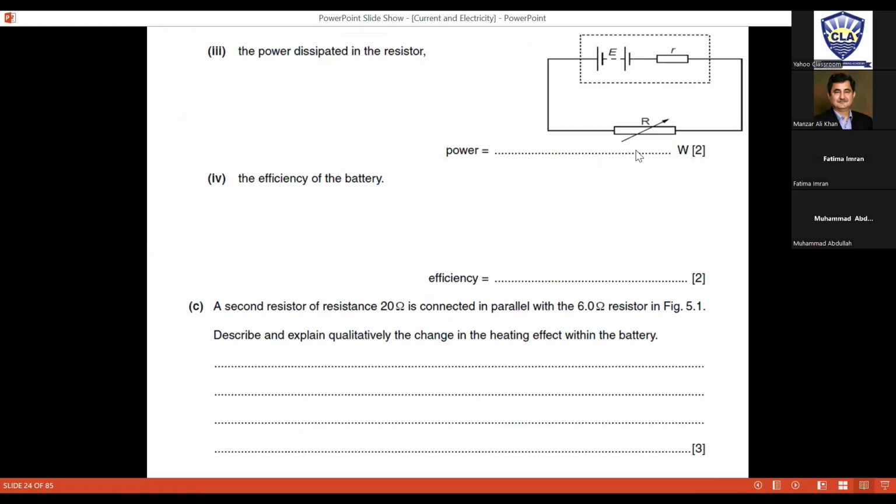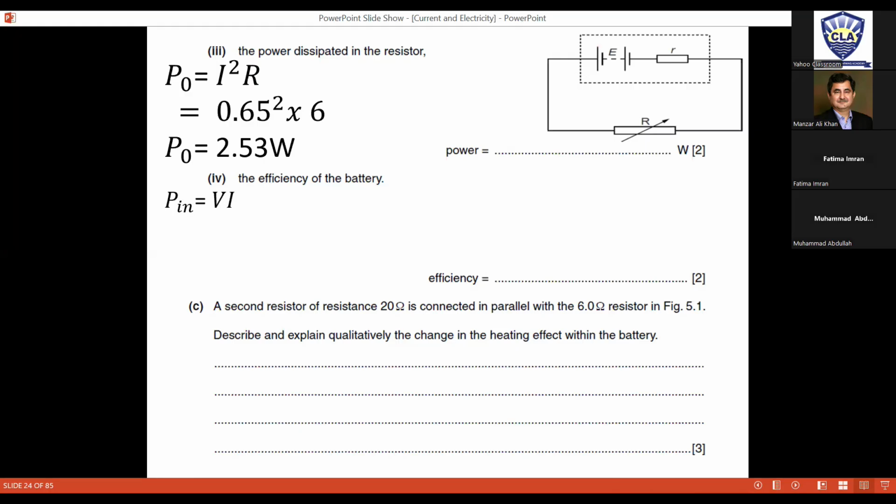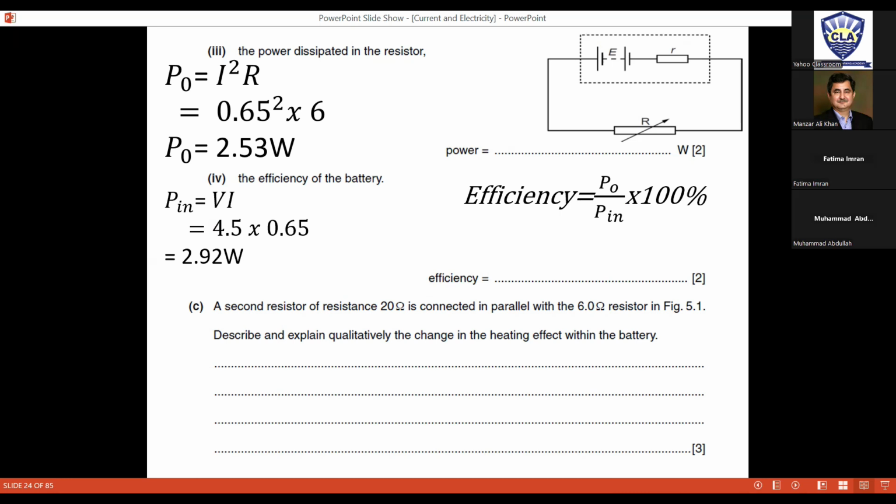Power dissipated in the external resistor is I square into R. The current will be the same, 0.65 square into 6, and you get the answer. Efficiency is output over input. This is your output. Input is the power produced by the cell, VI, sorry. So first we find the power of the battery using VI. Multiply the given voltage by the current and you get the power of the battery. Then output divided by input multiplied by 100%, and you get the efficiency. That is 2.53 divided by 2.92 multiplied by 100% will give you the value of efficiency of the system.